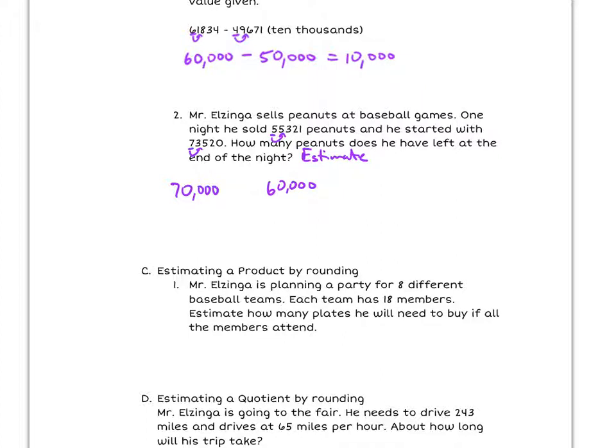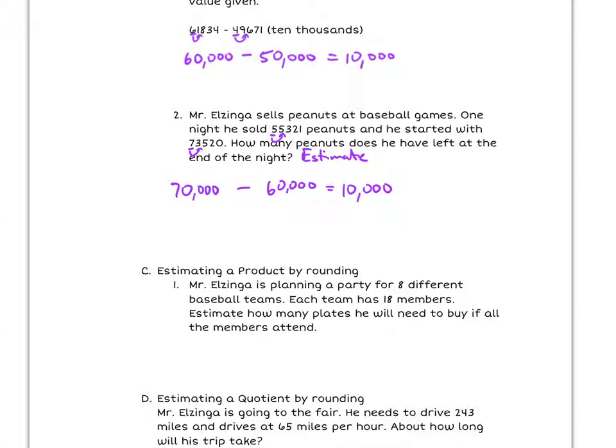And we're going to take what I started with minus what I sold. So this 70,000 is the start. The 60,000 is what I sold. How many peanuts about would I have left? 10,000. About 10,000.